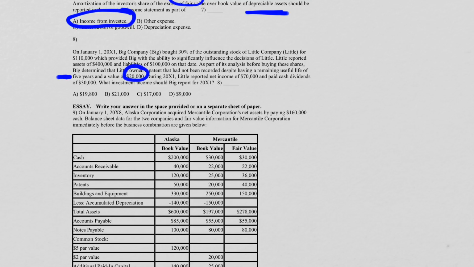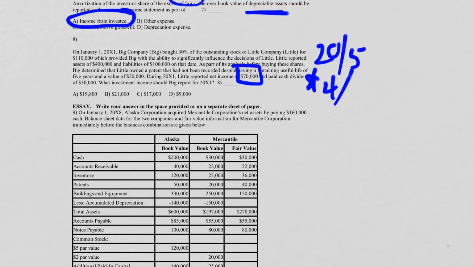So let's see what we got. We want to know what investment income is going to be reported. So let's put it all together. If the income by the subsidiary was 70, and we have this $20,000 that's going to be amortized over 5 years, then 20 over 5 means a $4,000 adjustment each year. At 30% is $1,200. So that's going to be our adjustment to the income.